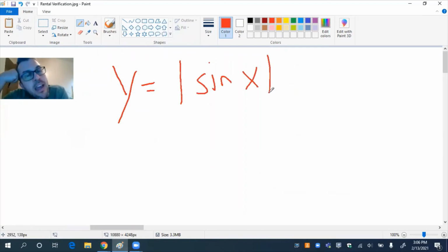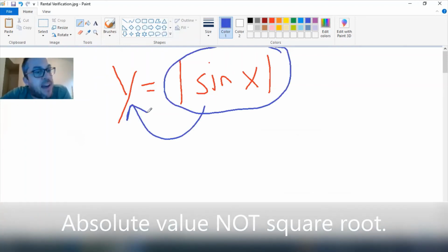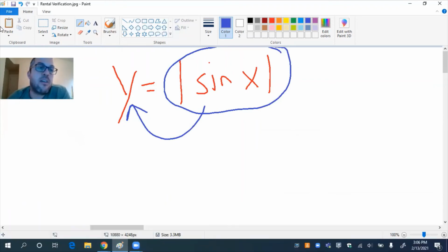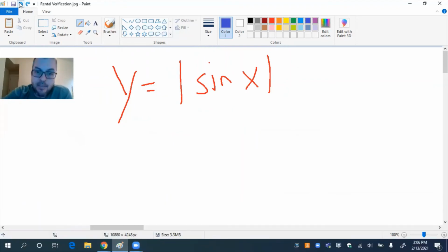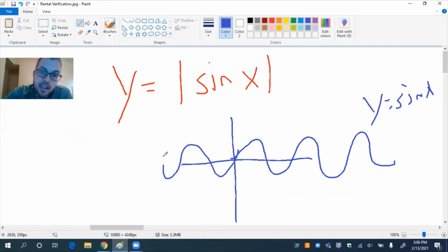Well, if you recall, absolute value makes everything positive. There are certain quantities like distance or speed that will always be positive, and that's the whole point of absolute value. So that means my y value has to be positive. So let's go ahead and sketch our graph. This is our y equals sine of x, and if y has to be positive, then our graph is going to look like this.